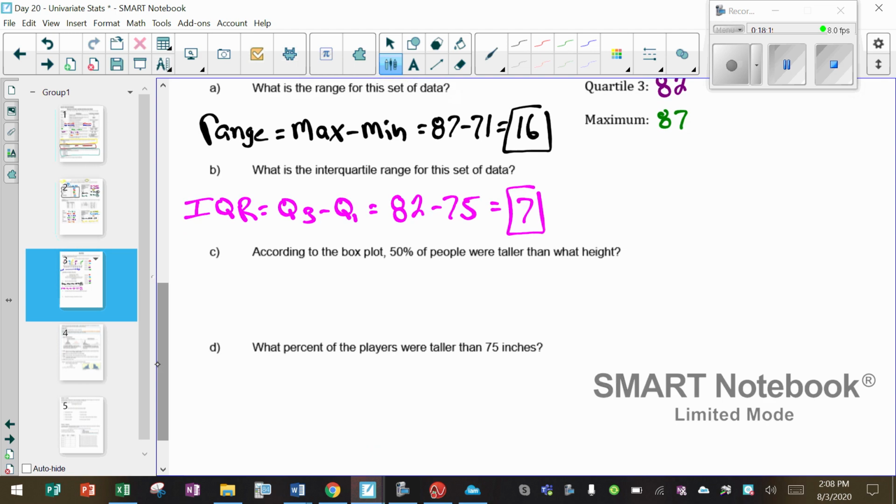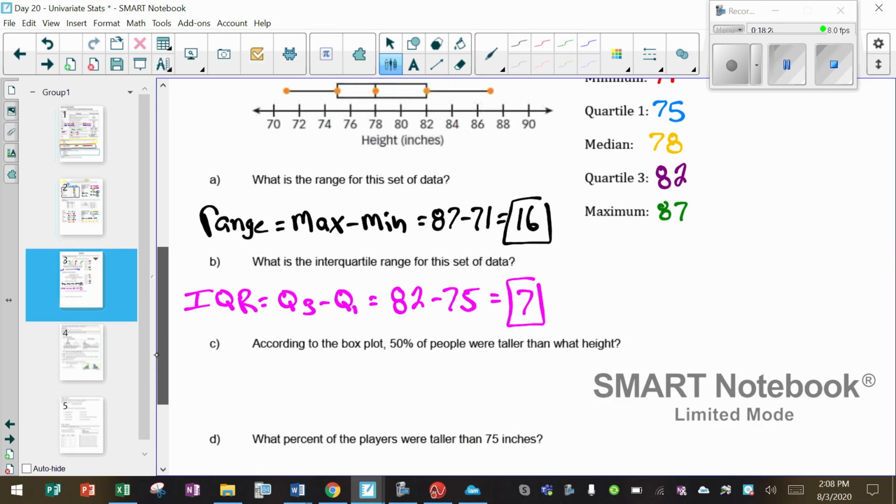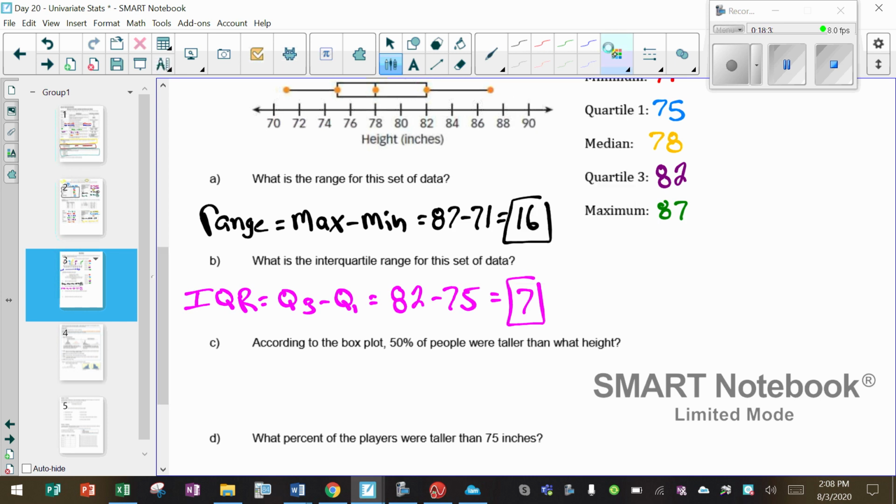So based on the box plot, 50%, half of the people, were taller than what height? Well, half the people, the middle number, that's our median score. The median value is 78, in this case inches for our units. So half the people are taller than 78 inches. And that is our median.